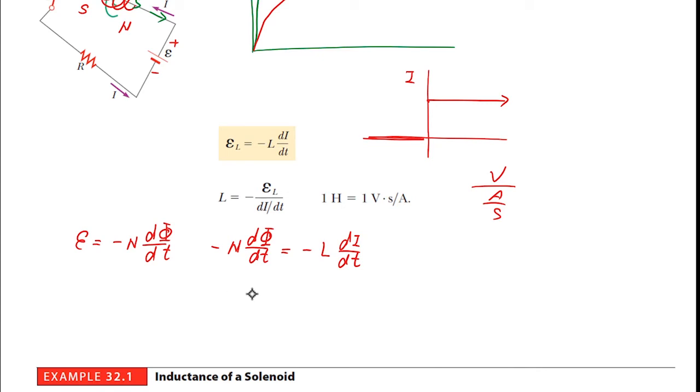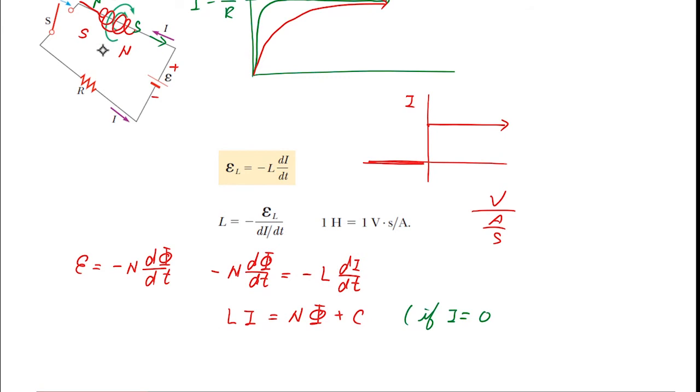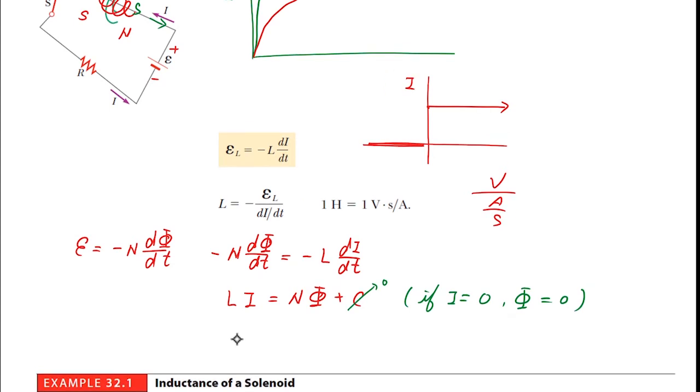So we'll have L, I'm going to write that side first. L I is equal to N times the flux plus some constant. This is a constant of integration. At this point, the initial condition: if your initial current when you flip the switch on is equal to zero, and it is, then we didn't have any flux. This thing did not have any magnetic poles, so this is equal to zero. That tells you C is equal to zero. Finally, the inductance you calculate is equal to N times the total flux count divided by the current.